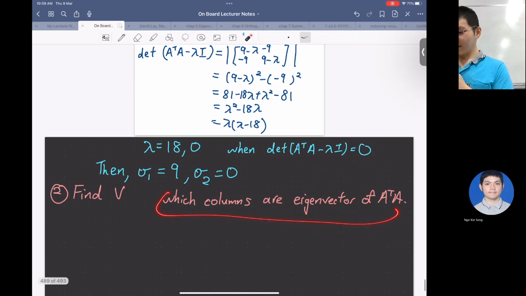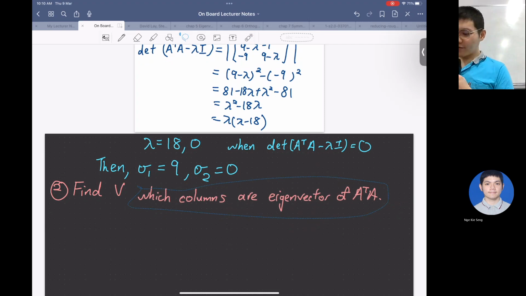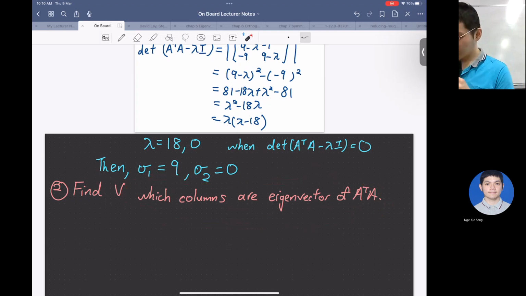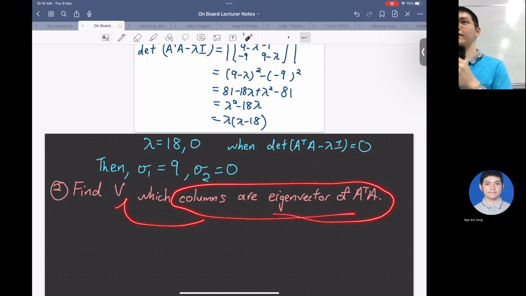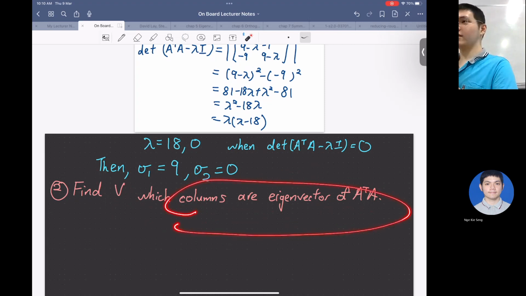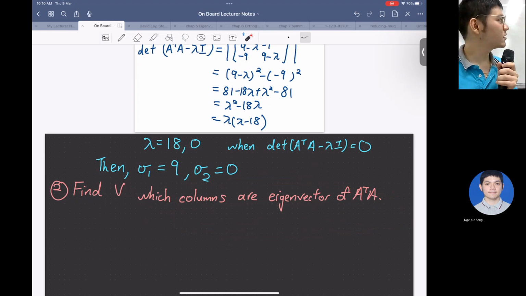Another technique I want to teach you: when I say find V, what is V? Don't go anywhere and just find V. I already said it here: which columns are eigenvectors of A transpose A? The part that describes V is more important than V. V is just a name. What is important is what V is. So the important part is here. Can you see?